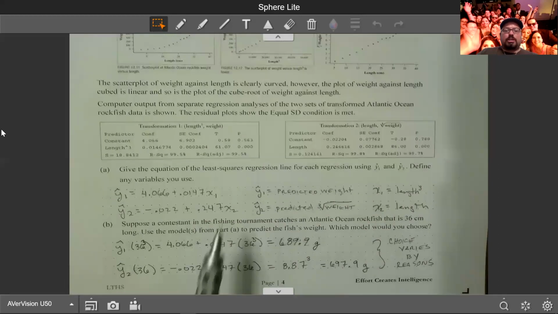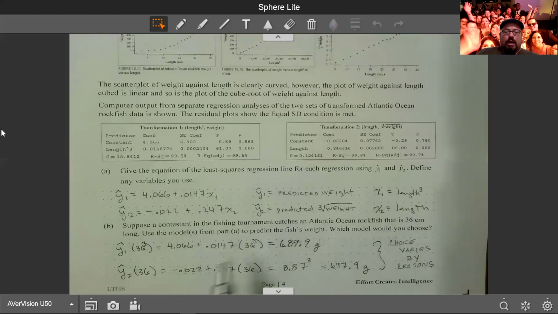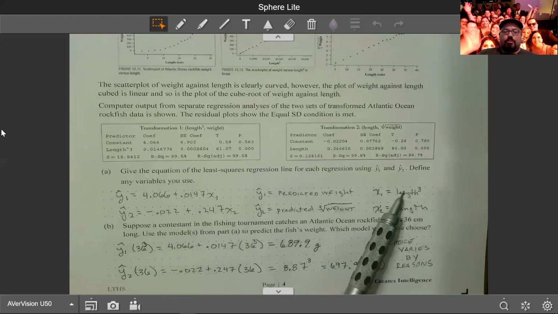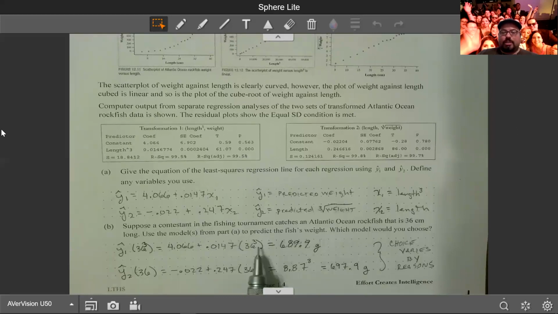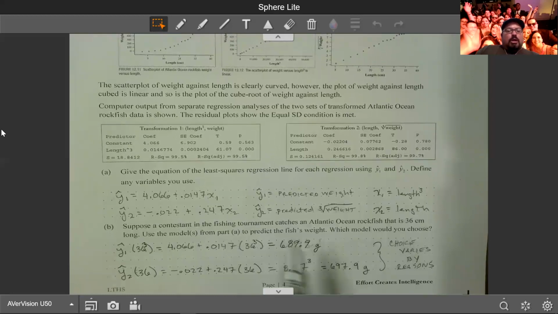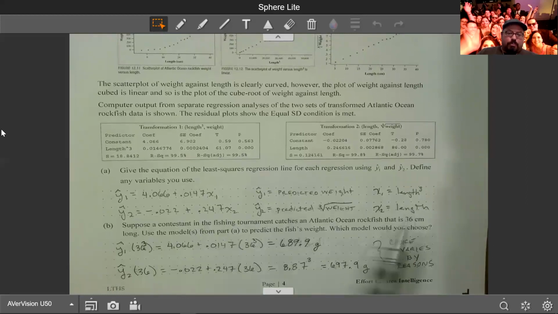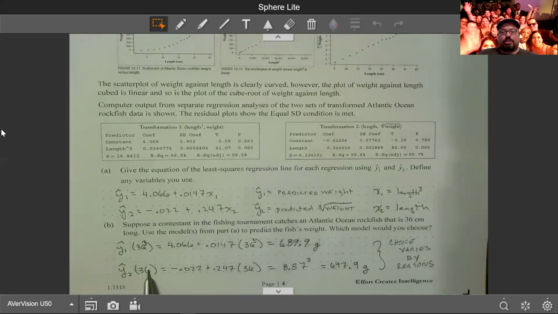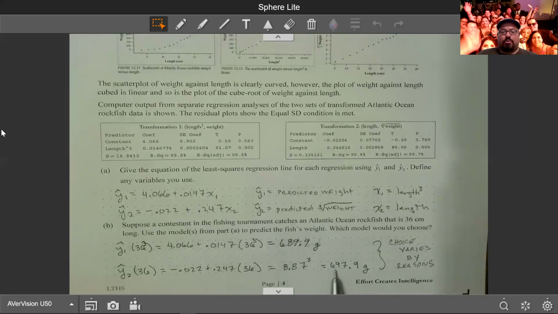Now, suppose a contestant lands a 36 centimeter long fish. Well, for y hat 1, its input is the length cubed. So I input 36 cubed into my equation, and I get 689.9 grams. If I use model 2, the input there is simply length. So I put in my 36, and that gives me 8.87. However, that's the cubed root of the weight, so I have to cube it, and that gives me 697.9 grams. So the two are fairly close to each other, not too far off.